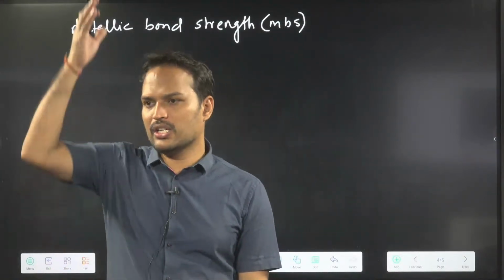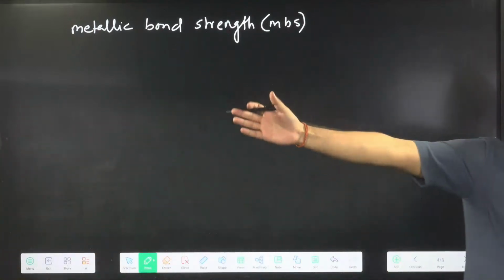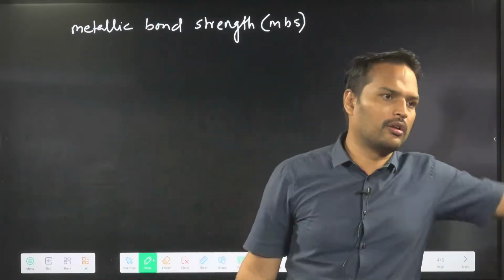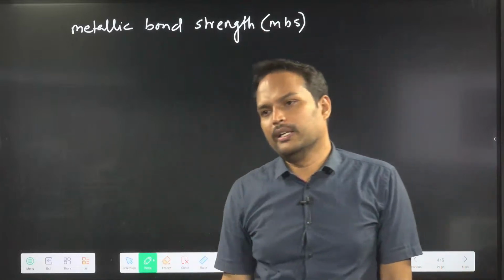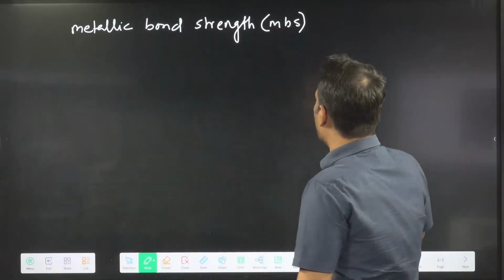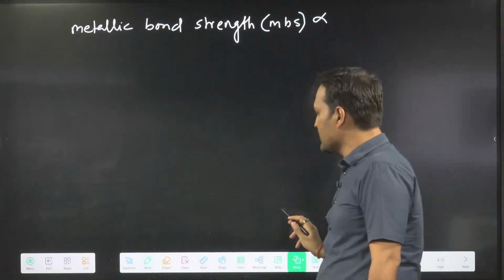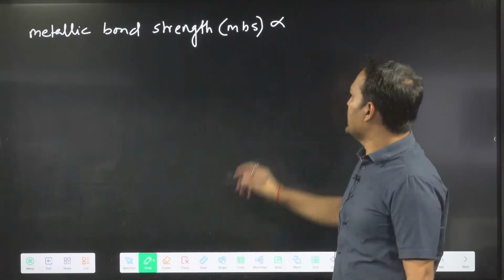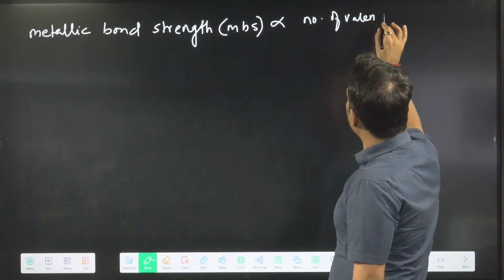Metallic nature down the group increases, in a period decreases. This side metal, this side non-metal. Is it clear? So in a period metallic character decreases, down the group it increases. So what we are saying here is related to metallic bond. What is the strength of metallic bond? Metals have metallic bond only. So we can say it is directly proportional to the number of valence electrons.